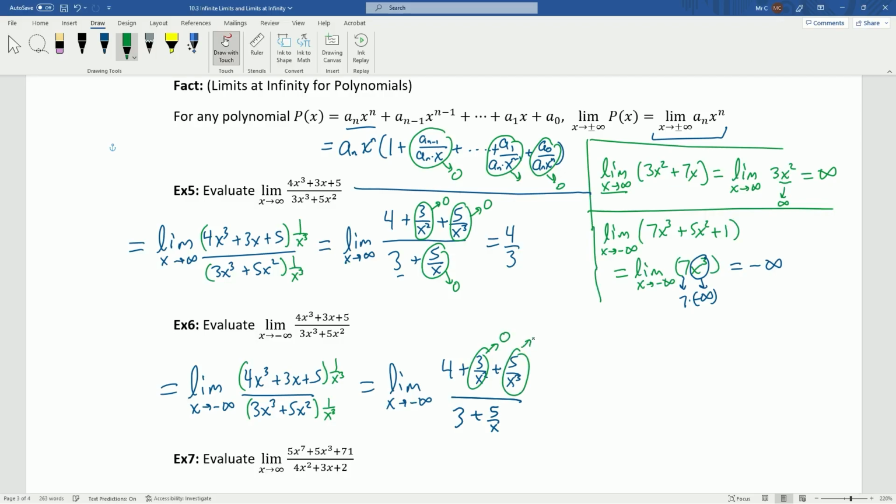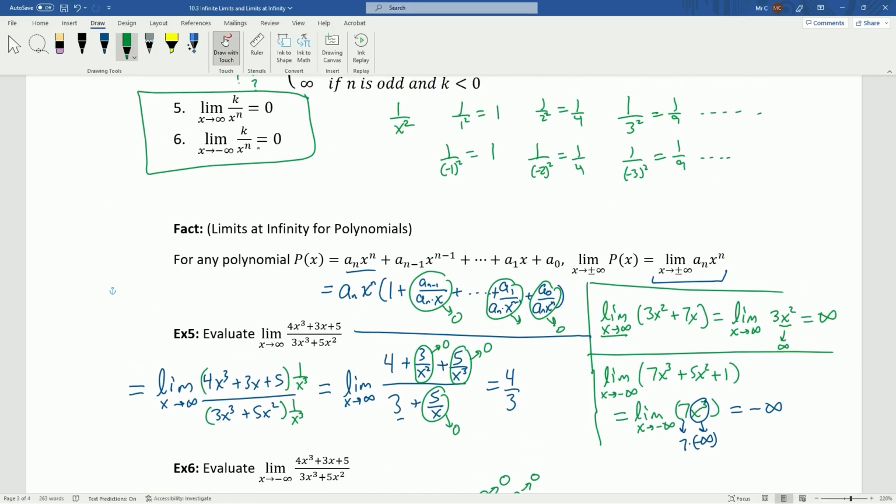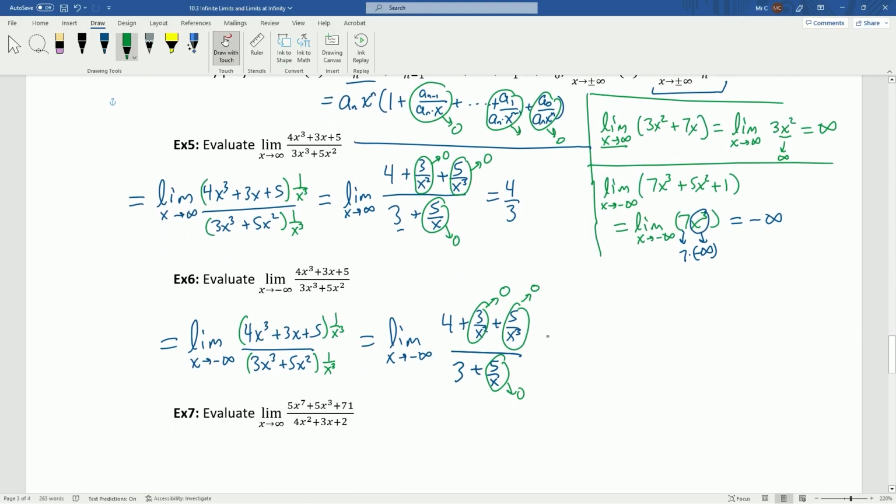And again, all of these terms still go to 0. Remember, that fact that we're using 5 and 6 here, they don't care if x goes to positive infinity or negative infinity. You're still going to get 0 for a constant over x to a positive power. So this is still 4/3. We get the same thing for that limit.